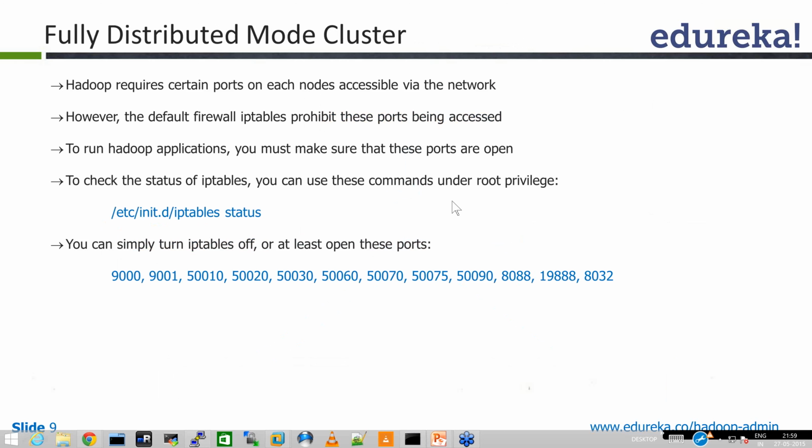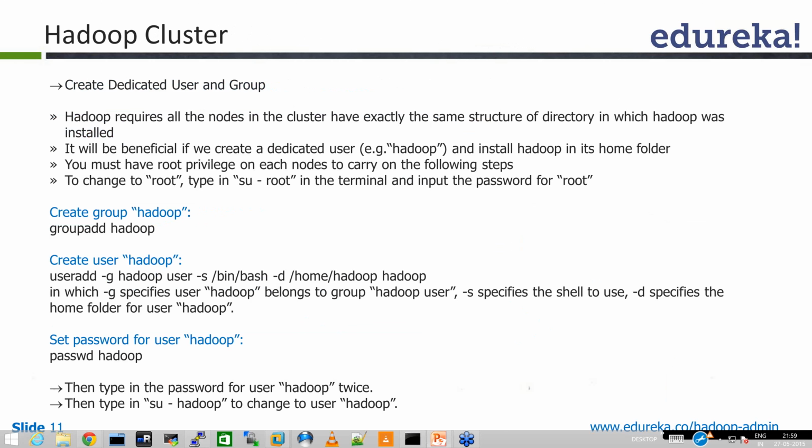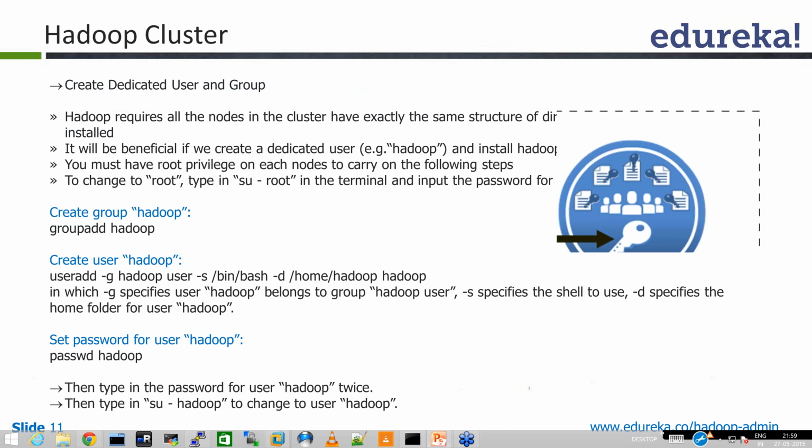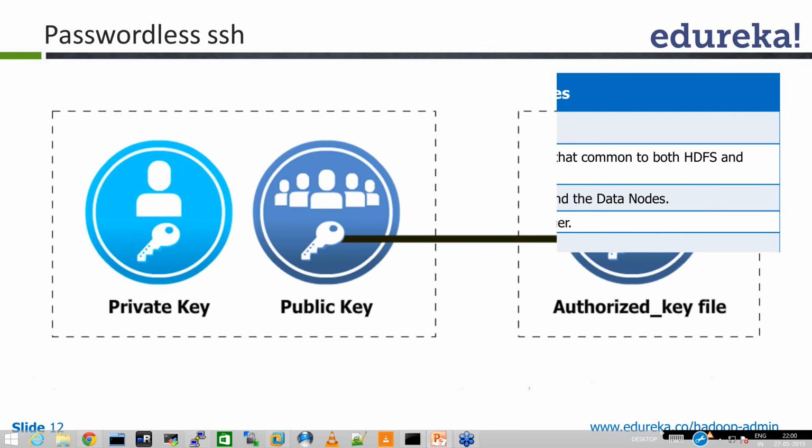For example, here I have these three modes. I can run my cluster in all three modes: standalone mode, pseudo distributed mode, in which my Hadoop cluster runs on a single machine, and the fully distributed mode, in which the Hadoop daemons run on a cluster of machines. This is what I'm following to build the Hadoop cluster here: creating a dedicated user and group, adding the Hadoop binaries, adding the JDK, and using the passwordless SSH mechanism so that my name node and data nodes can connect without any passwords.